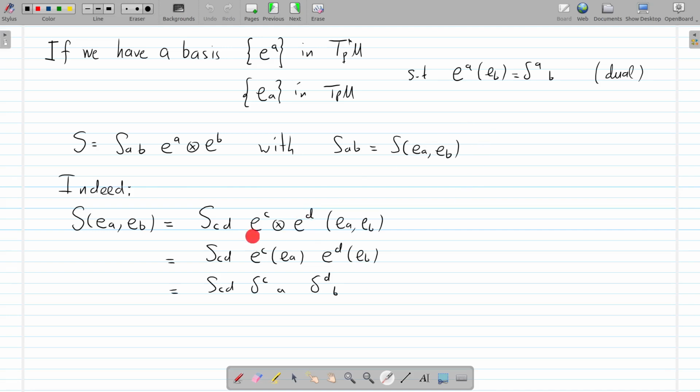Because of this being defined as the dual basis of this one, the result here are delta Kroneckers that will give us non-zero contributions only when the C index here is equal to A and the D index here is equal to B. So indeed, the action of S on EA and EB will give us the component SAB of the tensor in the basis EA times EB.